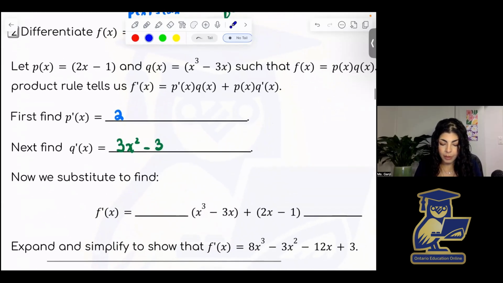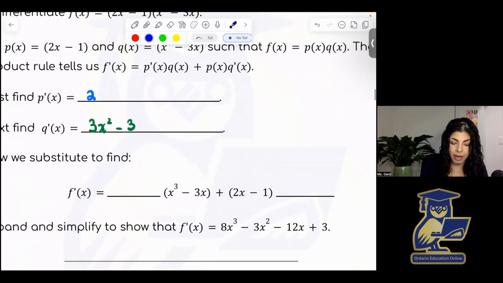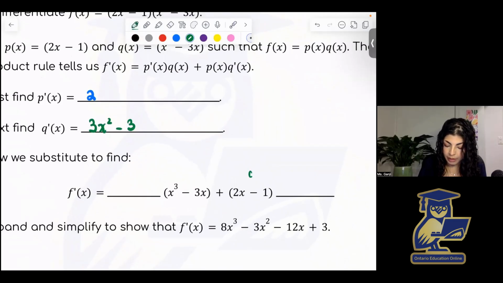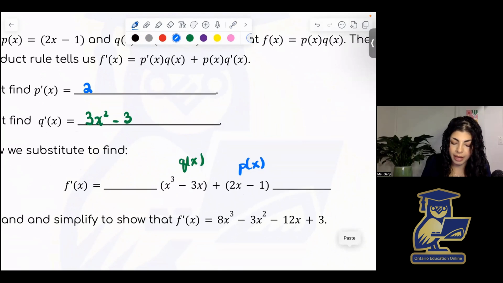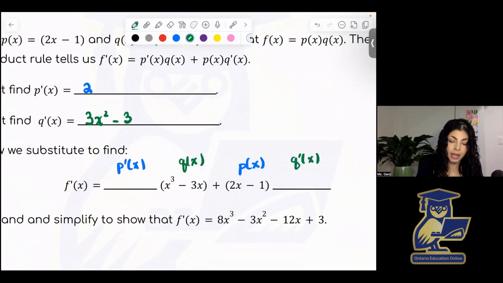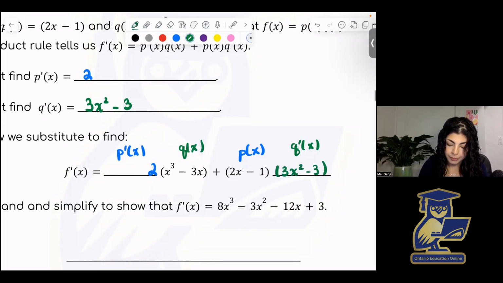Now, we're just going to substitute those values in. And keep in mind, this is my q of x. This is p of x. And so, in each of these two terms, I need the q of x and the p of x, but one of them is going to be the derivative. So here I have p of x, so this one is going to be the derivative, and in this one, it's going to be the derivative there. And so now I'll just substitute those values. We have 2 here, and in this one we have 3x squared minus 3.